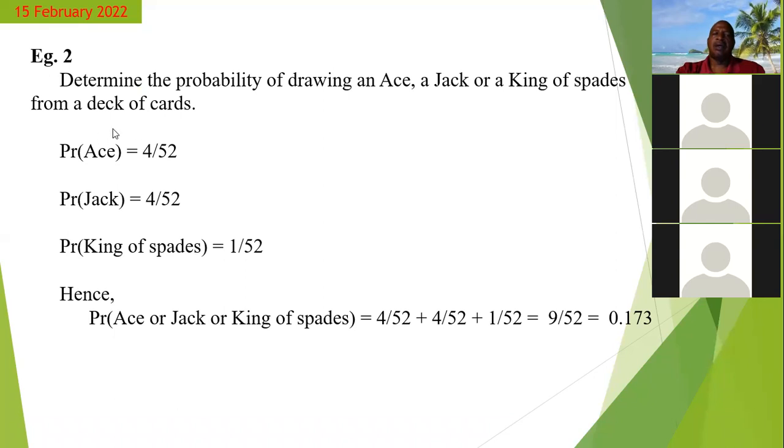Now, here they said, determine the probability of drawing an ace or a jack or a king of spades. The probability of drawing an ace, a jack, or a king of spades. All right, so how do we work this out?